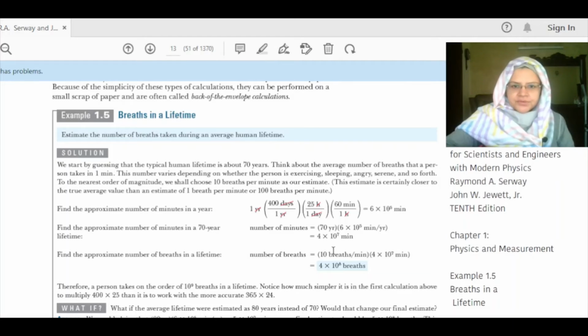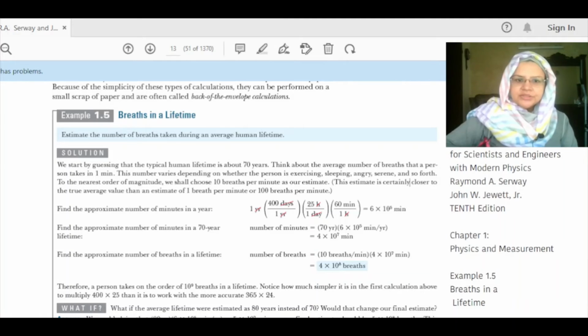1 year has 365 days, 1 day has 24 hours, and 1 hour has 60 minutes. We will make two approximations: we will assume that 1 year is equal to 400 days. The other approximation that we'll make is that 1 day is equal to 25 hours. This will simplify our calculation and we'll find that 1 year has 6 times 10 raised to power 5 minutes.